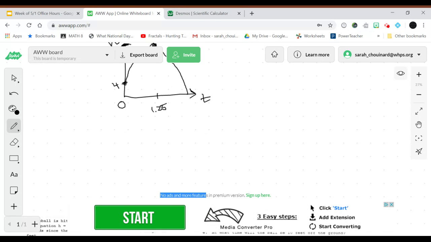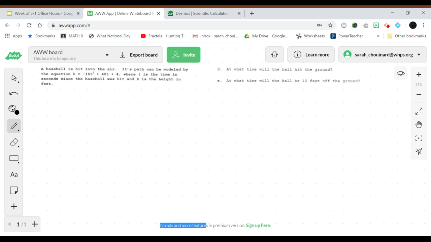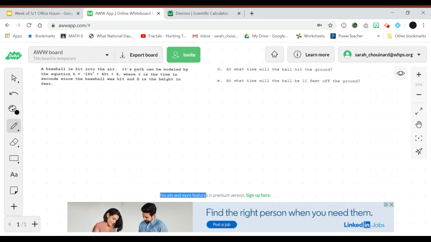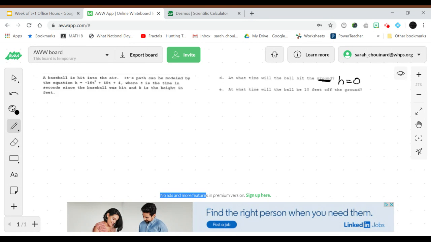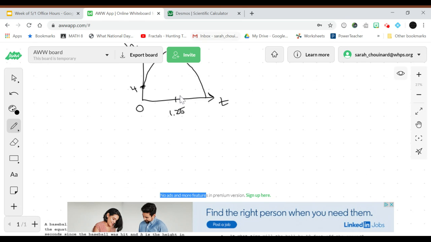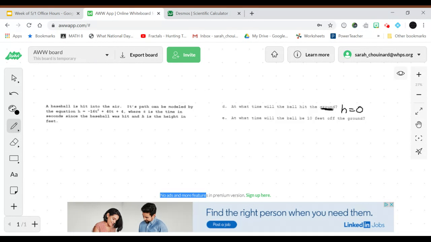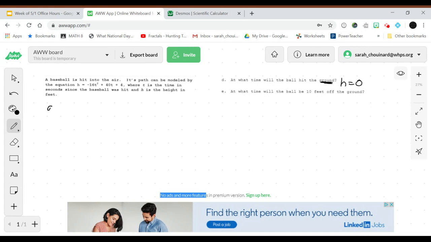The last two questions, we're going to have to use the quadratic formula to help us solve. So they want to know, when does it hit the ground? So the ground has a height of 0. That's this point over here on the graph. How long does it take to get here? So we're going to plug 0 in for h. And with these word problems, the quadratic typically isn't factorable. So I'm just going to jump right into finding my time by doing the quadratic formula.